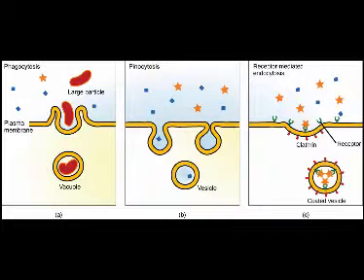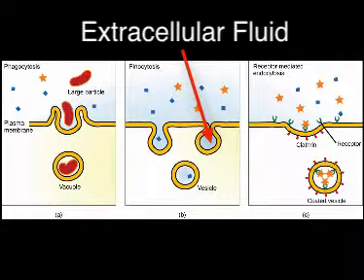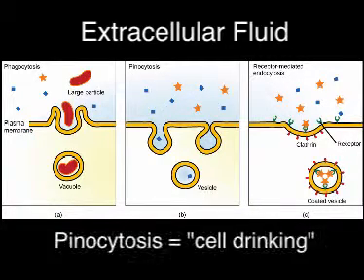Another form of endocytosis is called pinocytosis. Pinocytosis is when the endosome that is formed carries extracellular fluid instead of the ligands. This endosome brings extracellular fluid into the cell, and one could say that pinocytosis is how the cell drinks, by bringing in fluid.